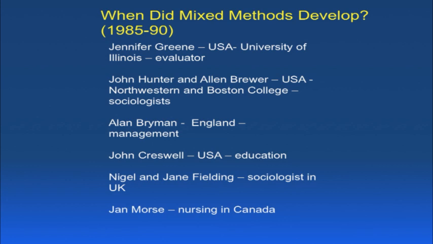This can all be tracked back about 25 years ago. There were 8 people that came up with the idea that we might begin thinking about how to bring quantitative and qualitative together. Qualitative was being accepted more and more in the social sciences. Jennifer Green was an evaluator. There were a couple of sociologists, a management professor, myself, some sociologists. There was one health researcher, Jan Morse, who was operating out of the University of Alberta.